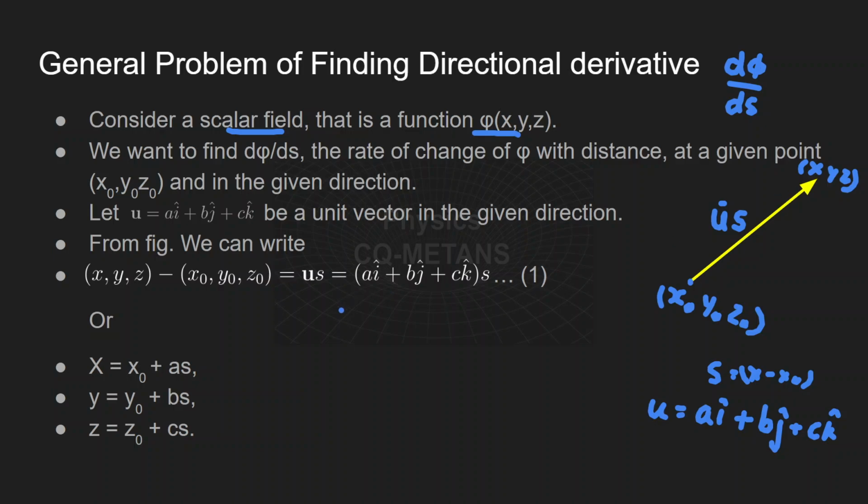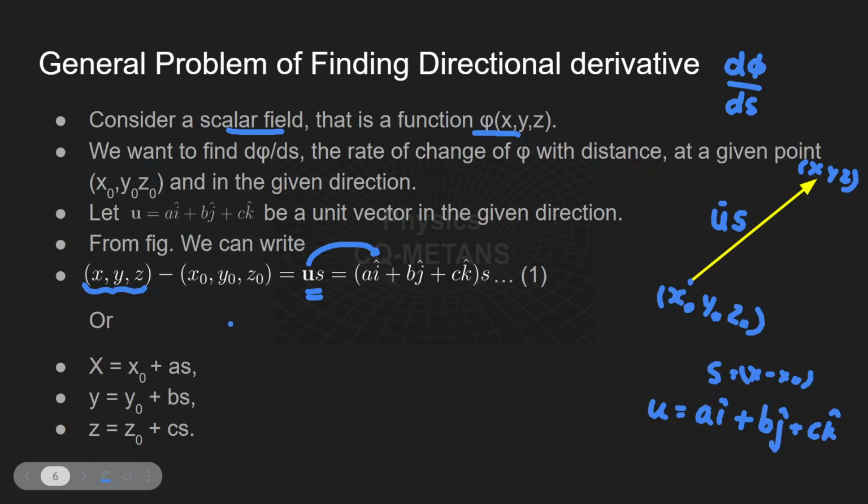So from this figure what I can write is, this vector I can write as x minus x naught. So this is the coordinate form, this is x, y, z. It is the final coordinates minus the initial coordinates that will give me the length of this vector. So now I put in the value of u, that is a i cap plus b j cap plus c k cap, times the s.